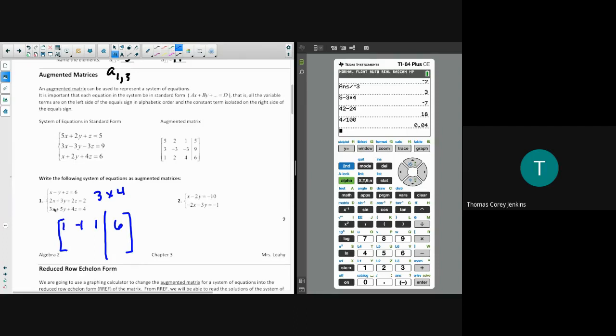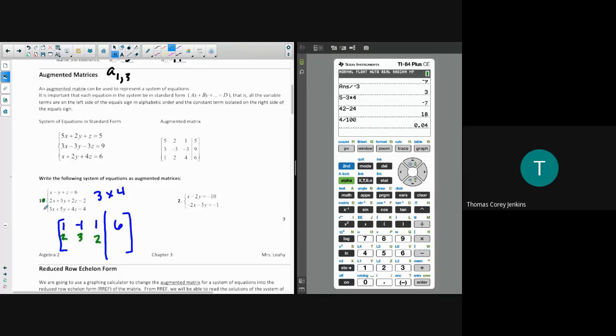Next one, we have 2, 2, 3, 2, 2. And then your last one is going to be 3, 5, 4, 4. So nothing difficult really about transferring it from equations to matrix or matrices.